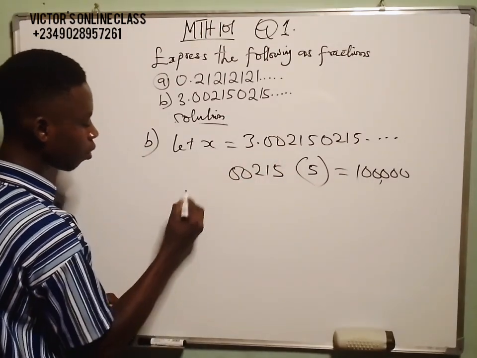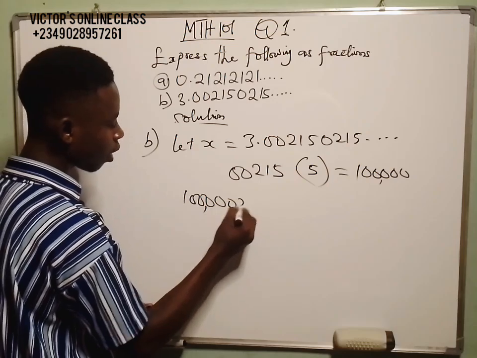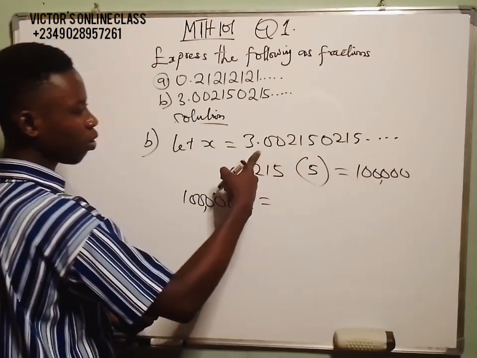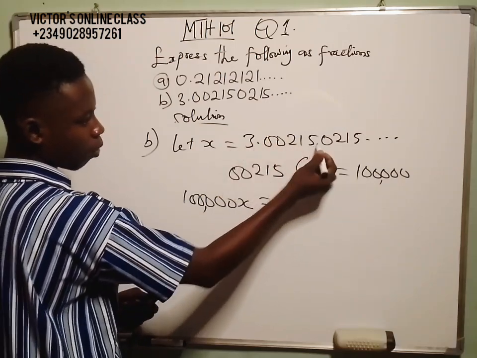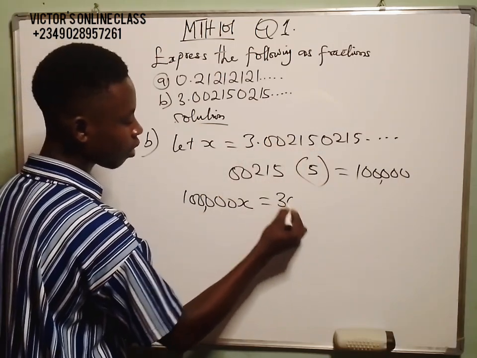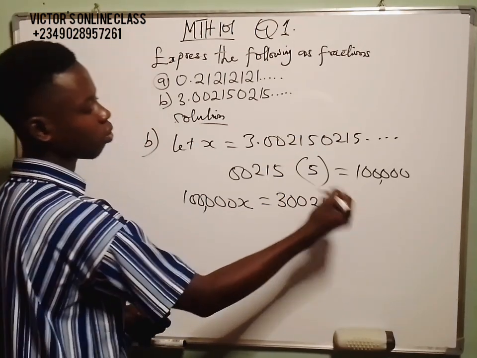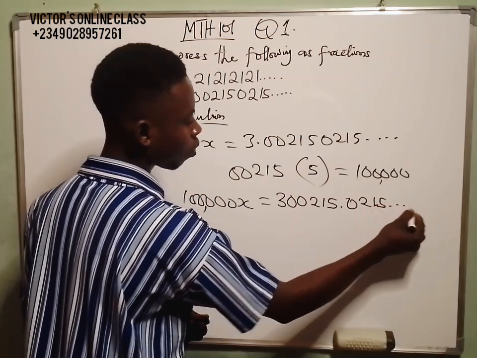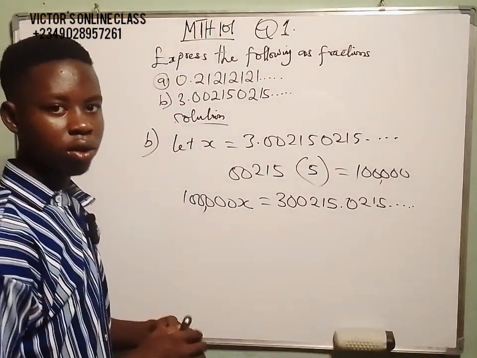Here you will be having 100,000x equal to, when you multiply this, the whole of this will now come out, and the point will continue from here. You are now having 300,215 dot 0215... because it is continuous. They are repeating.